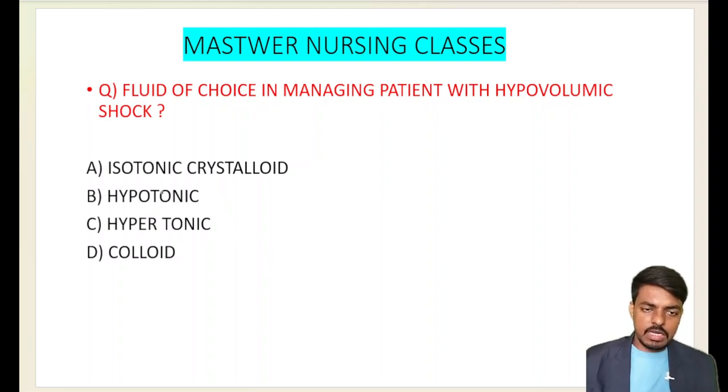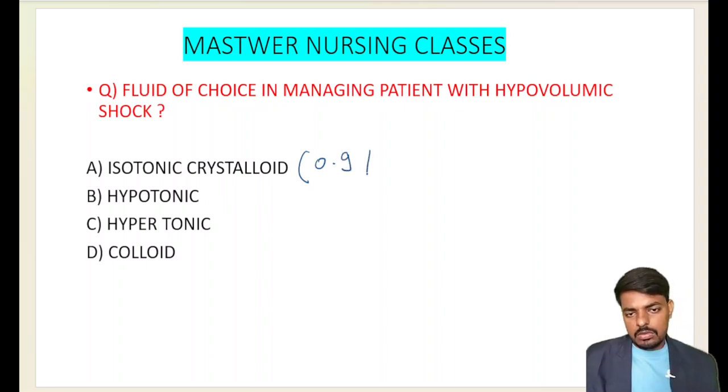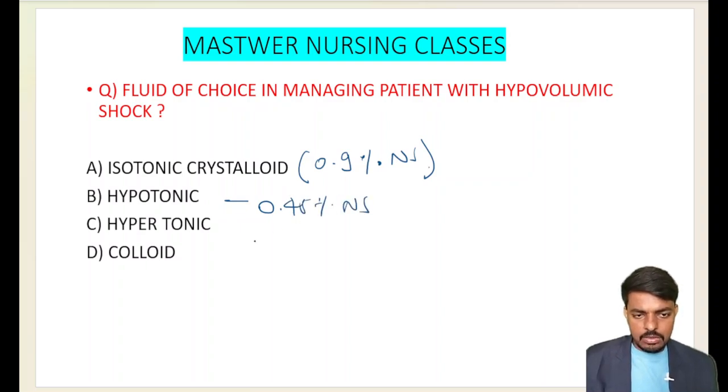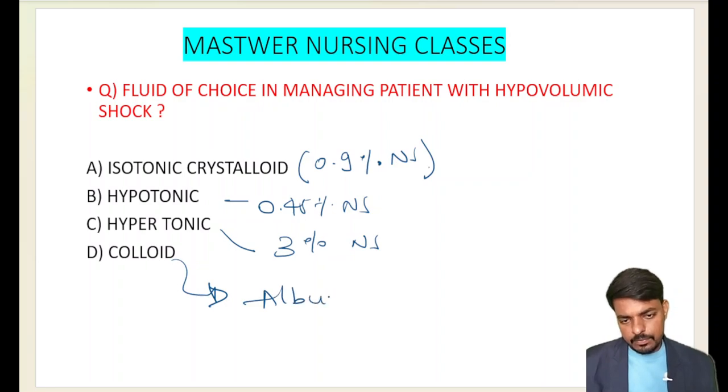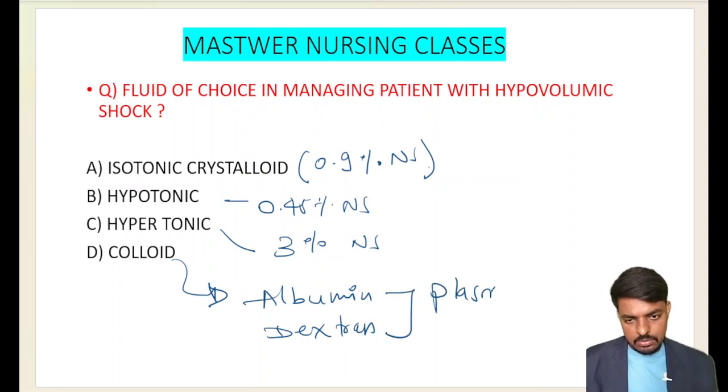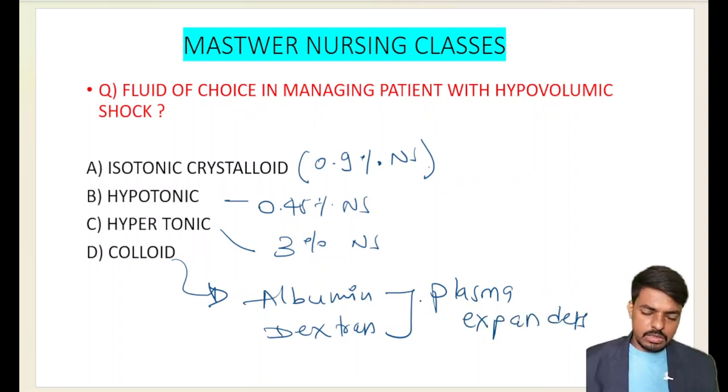So we have the option of isotonic crystalloids. Among the isotonic crystalloids, 0.9 percent normal saline will come. Very importantly, hypotonic means 0.45 percent normal saline. Hypertonic means 3 percent normal saline. Colloids means we have albumin and dextran. These are our plasma expanders. Very importantly, we will use them in burns also.